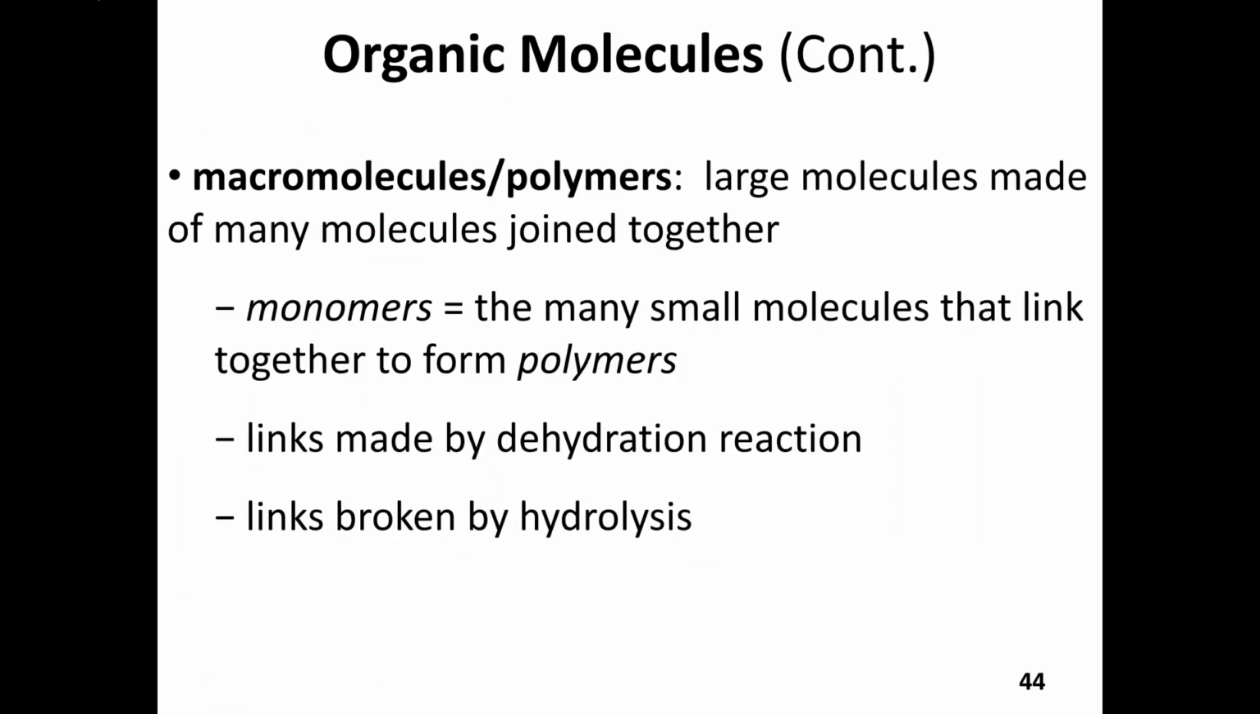So a macromolecule, or a polymer, is a very large, heavy, complex molecule, okay? It's made of many smaller molecules called monomers. So here's the term monomers that are joined together. And they're joined by a process called dehydration synthesis. These molecules can be broken down then by a process called hydrolysis.